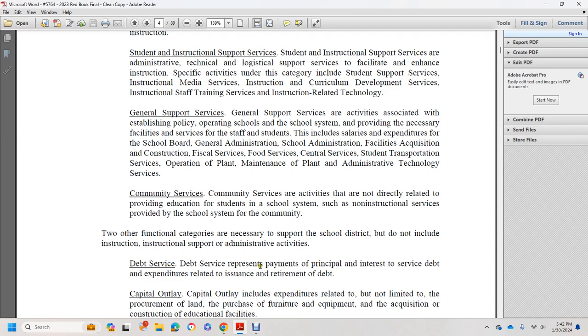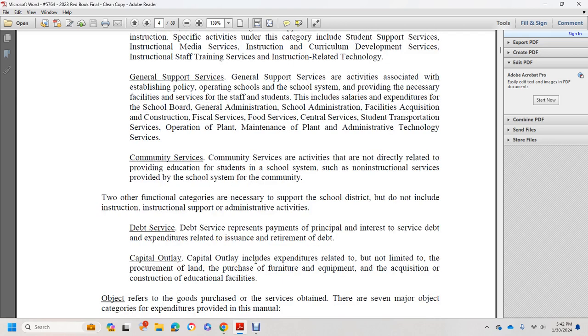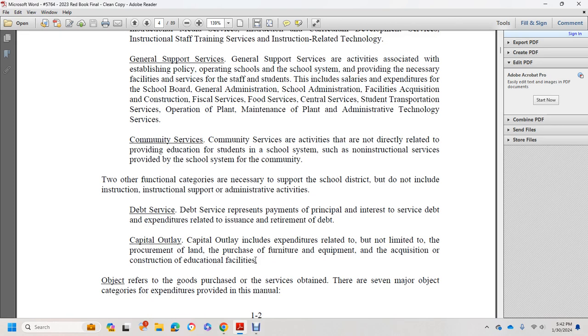Debt service represents the payment of principal and interest, service charges on debt, and expenditures related to issuance and retirement of debt. Capital outlay. Capital outlay includes expenditures related to, but not limited to, the procurement of land, purchase of equipment and furniture, and the acquisition or construction of educational facilities.